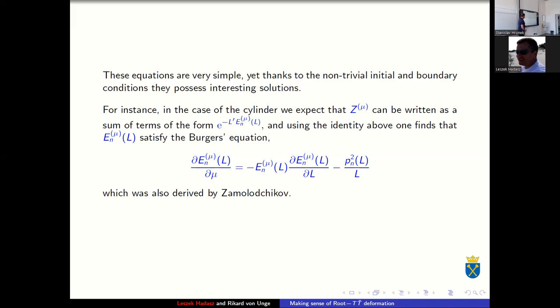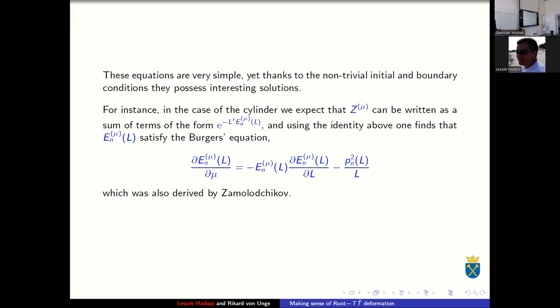For instance, you can expand the partition function in terms of such a form, and then you can show from the linear equation that the variation derivative of the energies of the subsequent levels with respect to these deformation parameters can be presented in such a way, where this is a momentum density. This equation was also derived by Zamolodchikov in the operator formalism. Of course, I spared you details, but it would take, I think, like 20 minutes to show all the details.